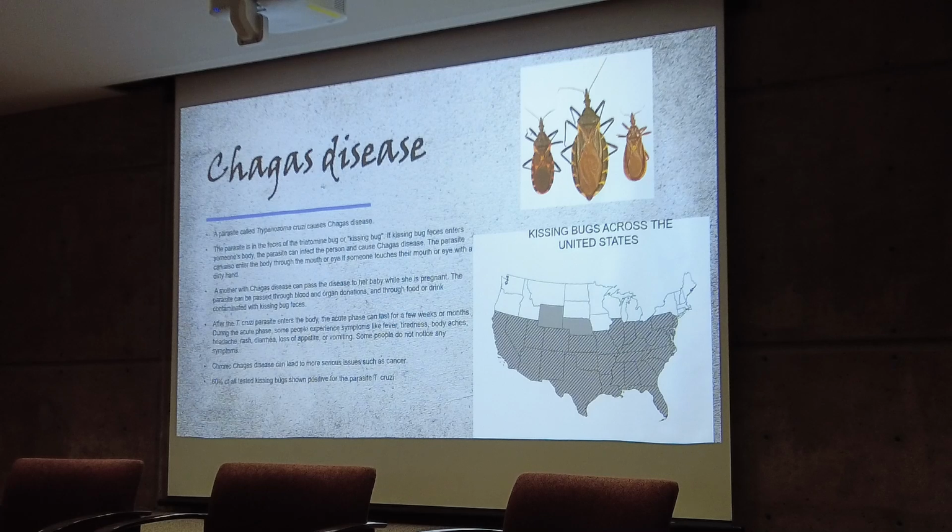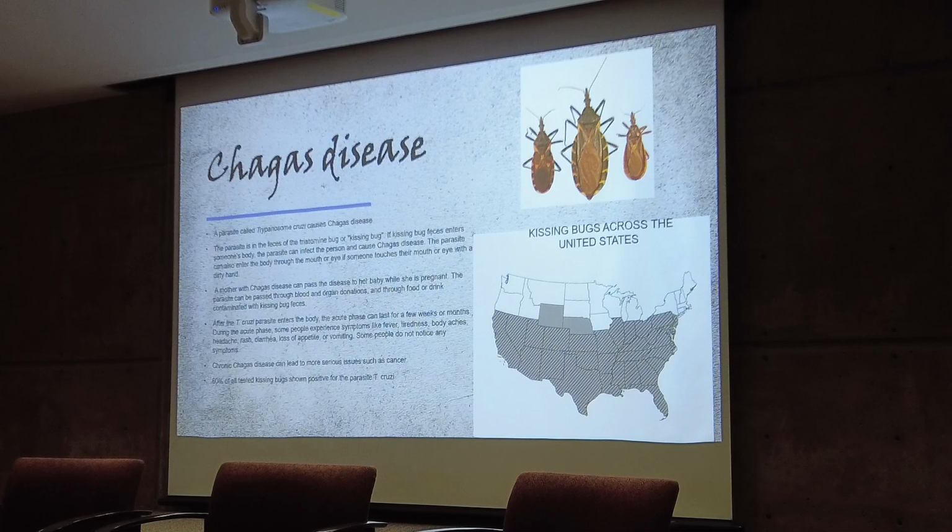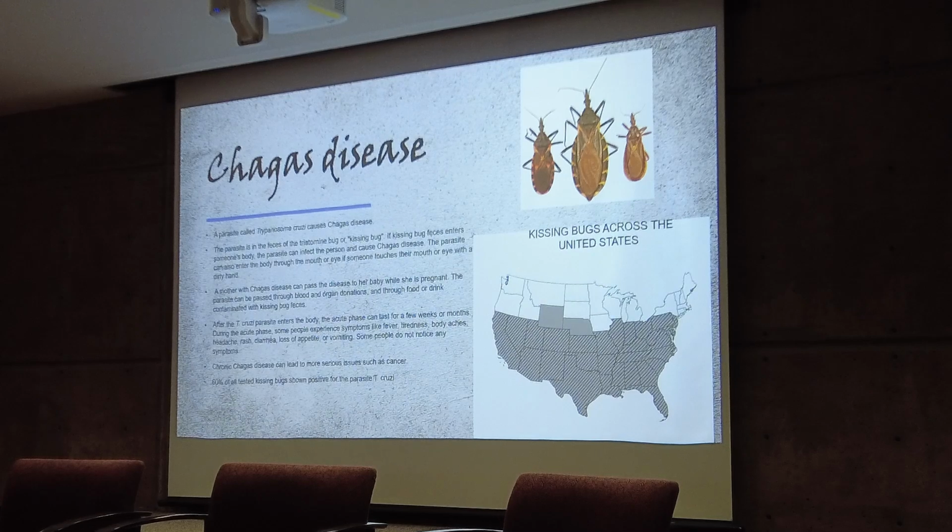A parasite called Trypanosoma cruzi causes Chagas disease. The parasite is in the feces of the triatome bug, or kissing bug. You wonder how the bug feces enters your body, but it does, obviously, because people get infected. They call it a kissing bug because while you're asleep, it flies onto your face. Yeah, and it poops on your face.